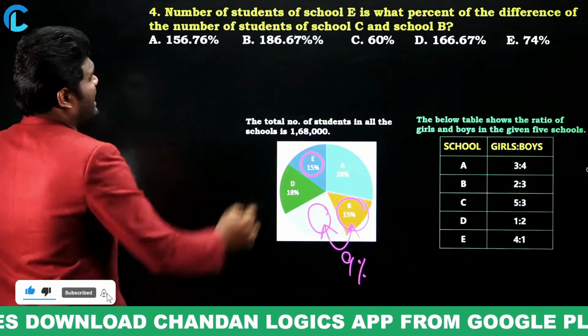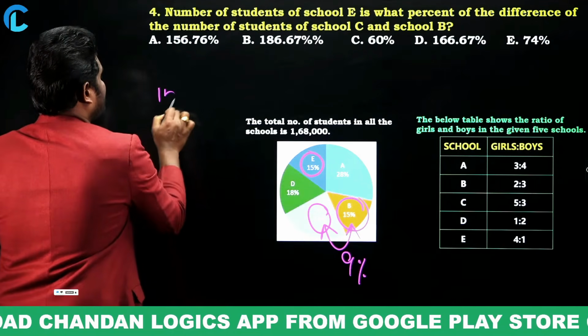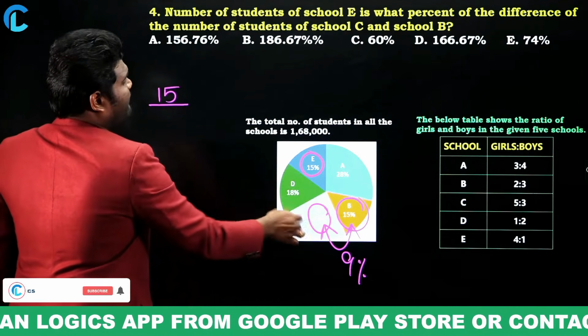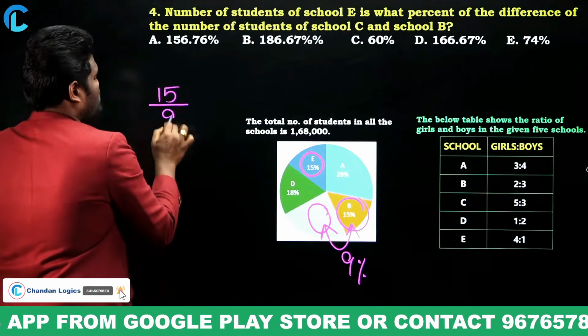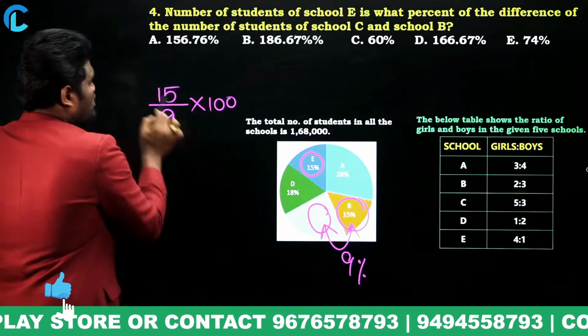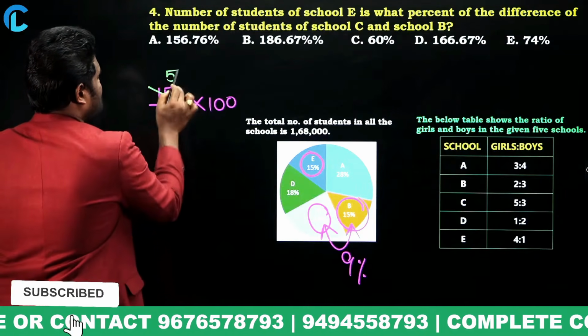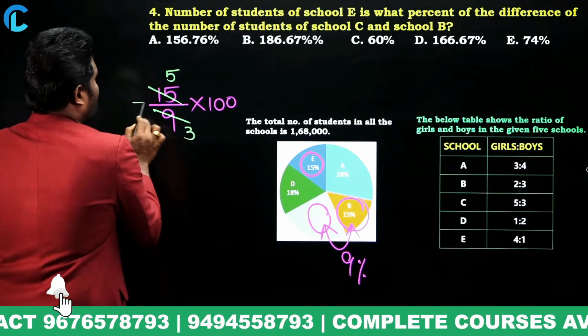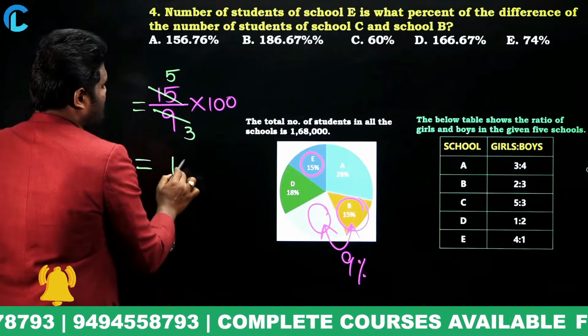Now the question is asking number of students of school E, 15%, divided by the difference of C and B, which is 9. So 15 by 9 into 100. Just to make the calculation simple, 3 cancels here 5 times, 3 cancels here 3 times. So 5 by 3, now what is it?